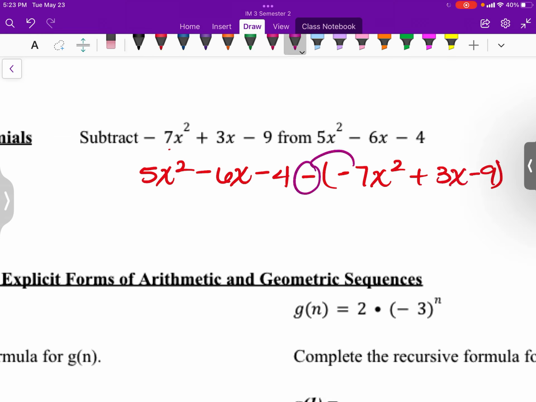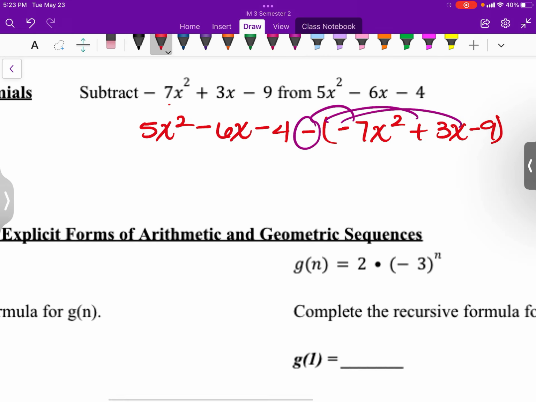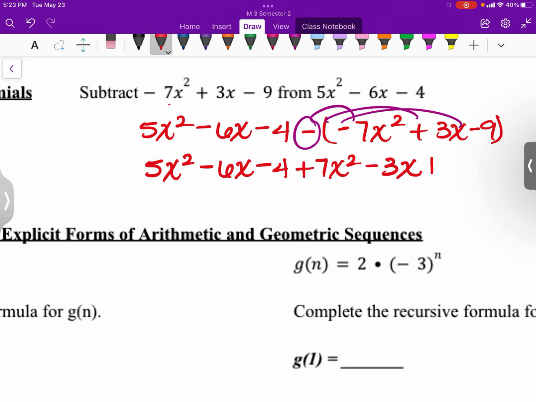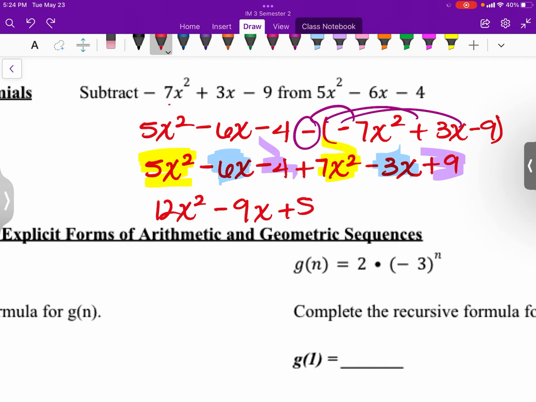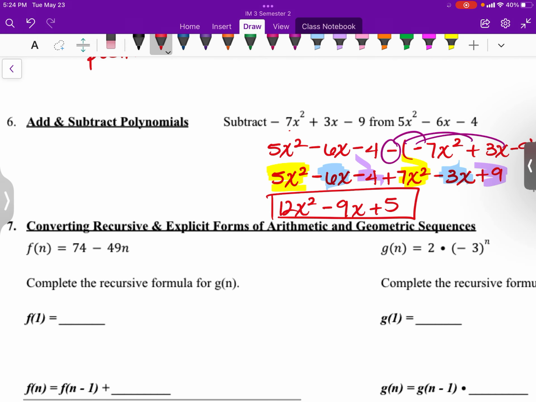So we have to distribute this negative into the parentheses. That's going to become 5x squared minus 6x minus 4 plus 7x squared minus 3x plus 9. From here, we focus on combining like terms. I can combine these two because they both have an x squared, combine these two because they both have an x, and combine these two because they're constants. Doing so would give us 12x squared minus 9x plus 5. And that would be our final answer.